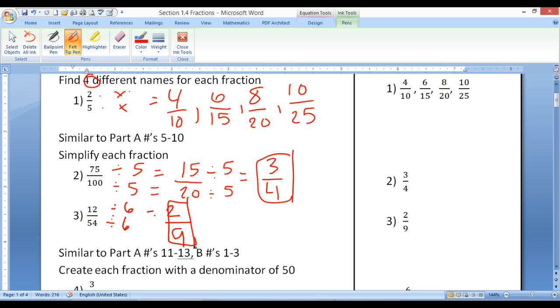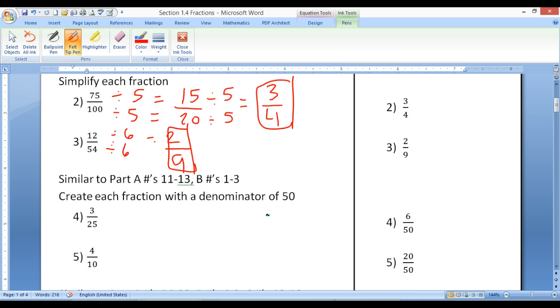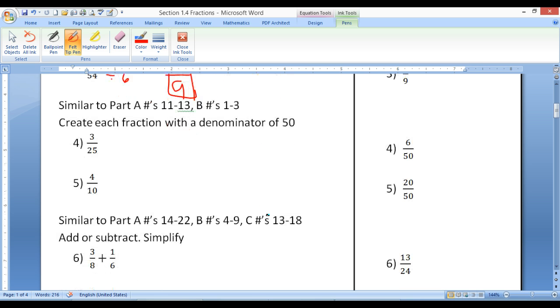So let's go ahead and move on to the next one. These next ones are similar to Part A, numbers 11 through 13, and B, 1 through 3, where we are going to try and create a common denominator. So our first one says find this one with the denominator of 50. So our denominator right now is 25, and we need to know, what do I multiply to 25 to get to 50? This one's kind of nice. 25 times 2 makes 50, which is great.